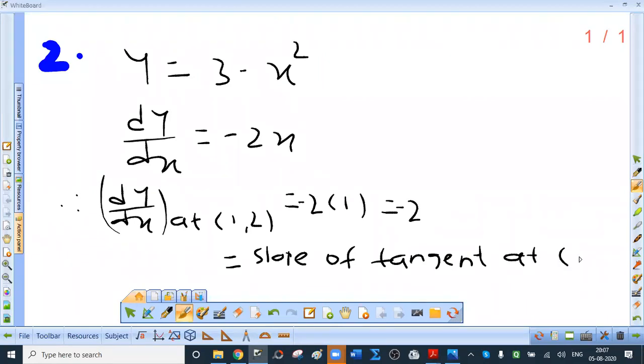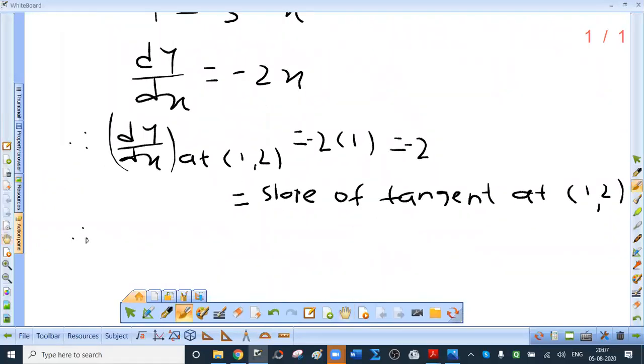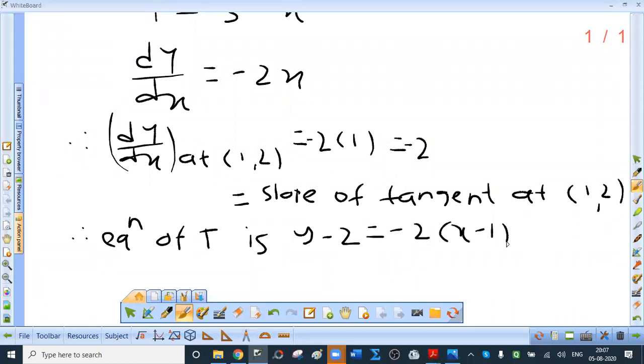So we know the slope, we know one point on the tangent. So can you tell me what is the equation of tangent? Therefore, equation of tangent is y minus y1 equal to slope into x minus x1. That is y minus 2 equal to minus 2 into x minus 1. So what is the equation? I think it is 2x plus y equal to 4.